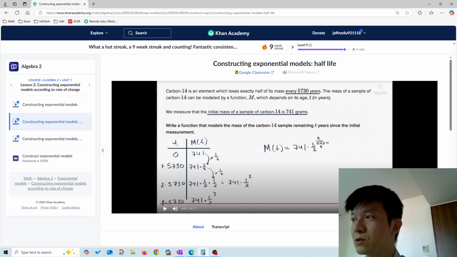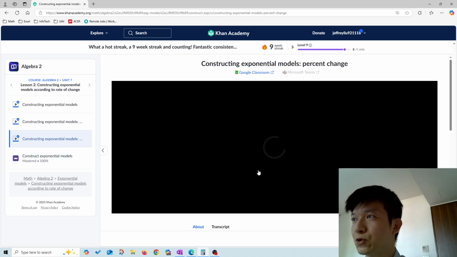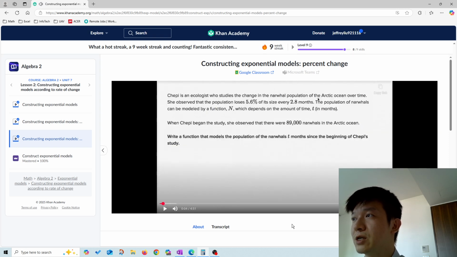Okay, right here. So 1/2 equals 0.5. Okay, so we got the right answer. Alright, let's try one more. Okay. The narwhal population. So 5.6 for every 2.8 months. Alright. Loses. So we're gonna do 1 minus that rate, right? Loses at every 2.8 months. 5.6% every 2.8 months. But initially we have a population of some kind of animals. 89,000, right? 89,000.